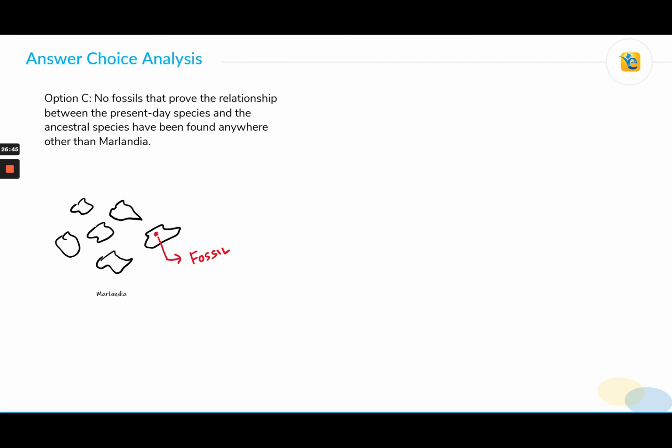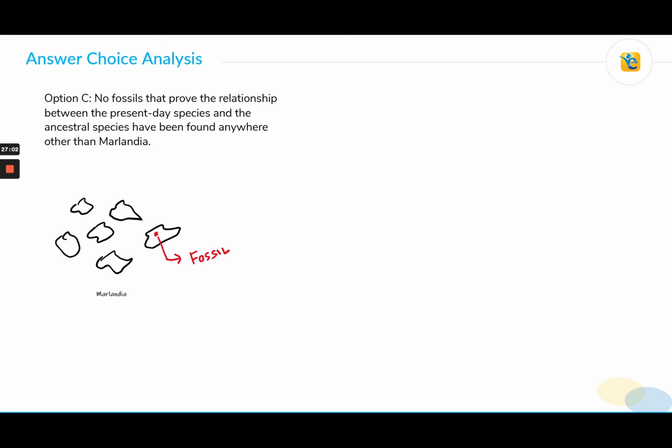All right. So option C says no fossils that prove the relationship between the present day species and the ancestral species have been found anywhere other than Marlandia. In other words, what this is trying to say is such fossils have not been found anywhere apart from Marlandia.